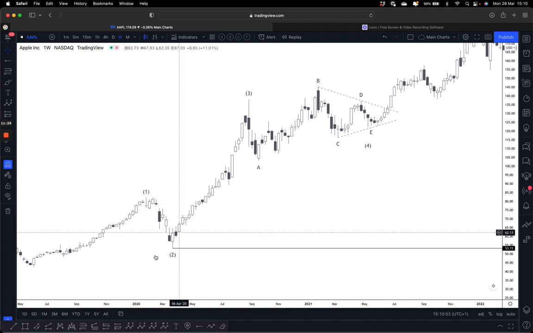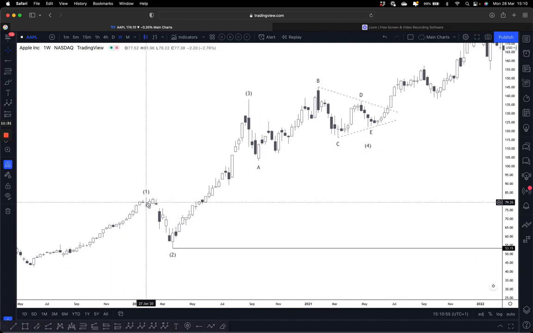But you can also drop down a time frame, drop down the degree, and then use Fibonacci ratios to cluster the ideal area where we may possibly see the market bouncing from if we're playing wave 2.